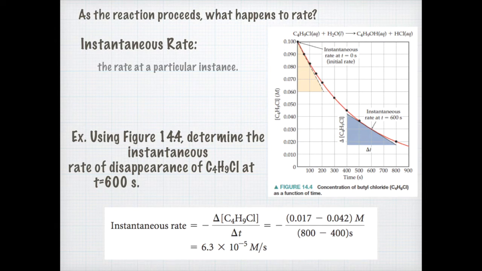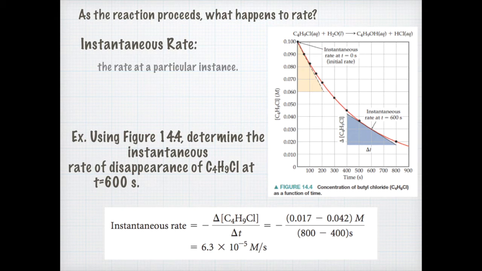Now notice that this problem is a little bit quirky as far as the negatives are concerned. I personally would have put 0.042 in front of 0.017 and had the instantaneous rate be negative because that slope itself is negative. But the reason why they did that is because they're asking for the rate of disappearance, which implies that you're going to have a negative slope. So they're saying the rate of disappearance is 6.3 times 10 to the negative fifth. While if you just asked for the rate, you would have said negative 6.3 times 10 to the negative fifth.